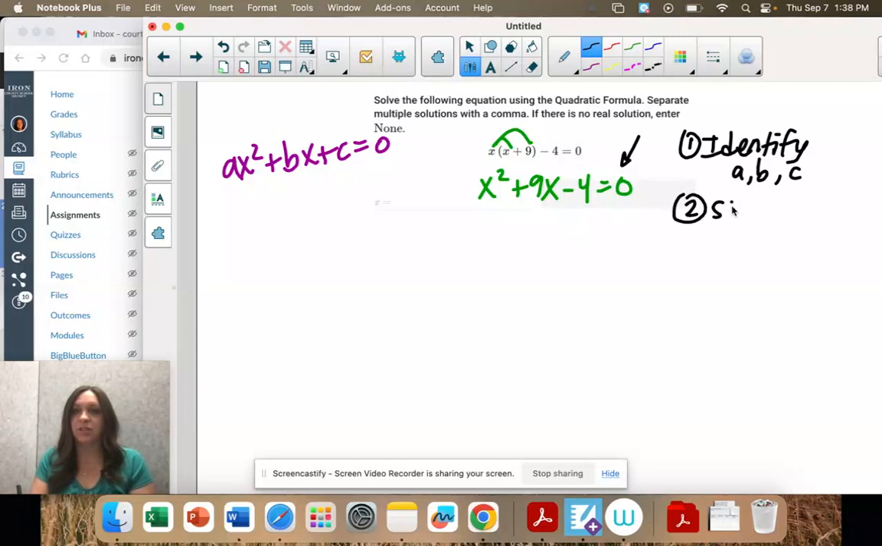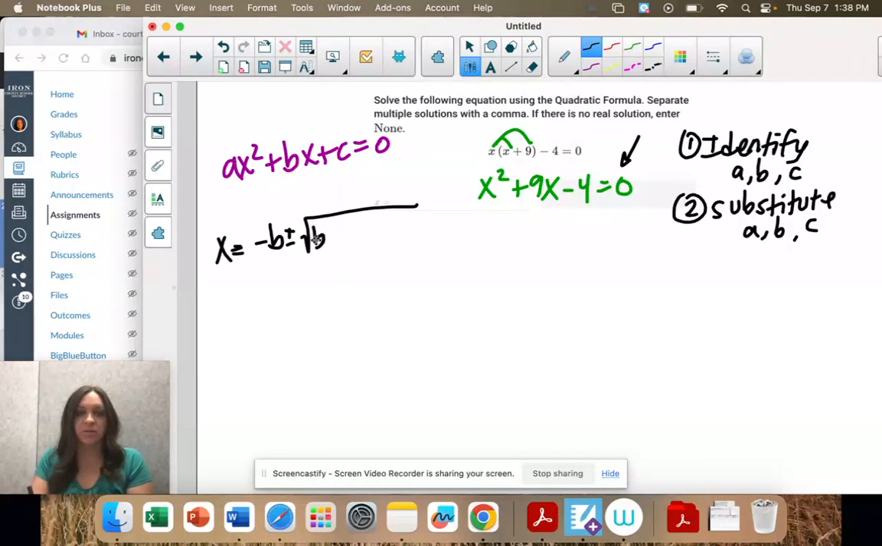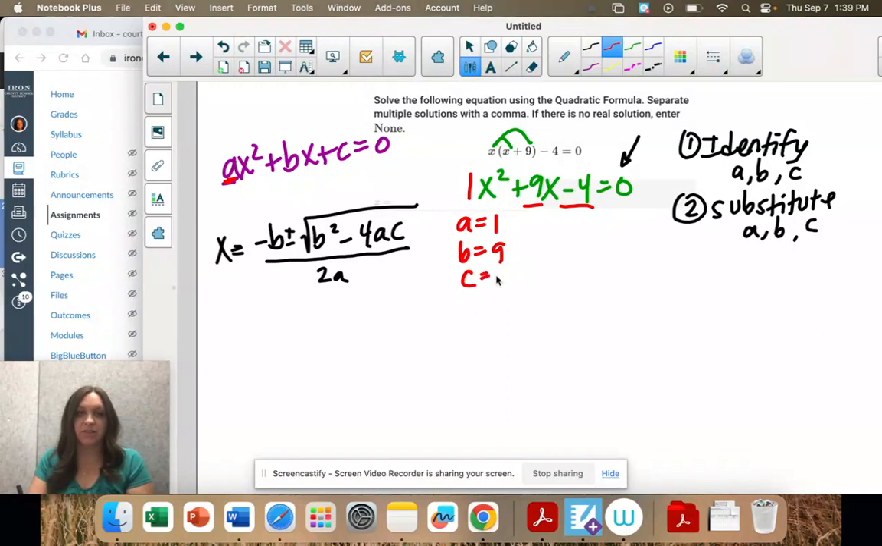And then we're going to substitute A, B, and C into the quadratic formula. So negative b plus or minus the square root of b squared minus 4ac all over 2a. So a is the number next to x squared, right here. There's not a number here. It's the invisible 1. So a is 1. B is the number next to x, so positive 9. And c is the constant by itself. It's negative 4. Don't forget to take the sign with the number, the positive or negative.